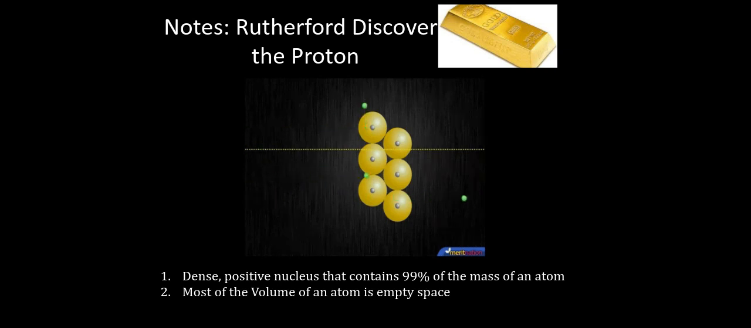Because the vast majority of the particles actually went through, his second conclusion was that most of the volume of the atom is empty space. So a dense positively charged nucleus in the center, and again, it's positive because positive alpha particles are being repelled. But the fact that most of them are going through was a clue that most of the volume is empty space. Now, what about Thomson's electrons from the previous model? Well, those electrons were later discovered to be hanging out in that mostly empty space.